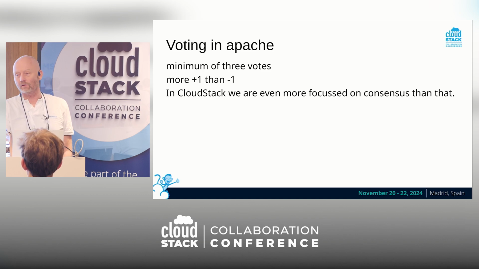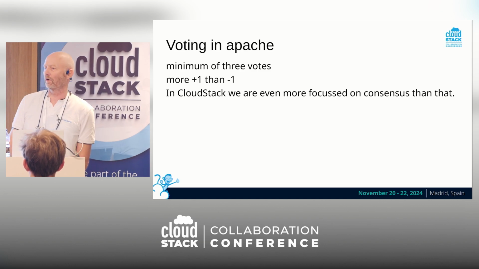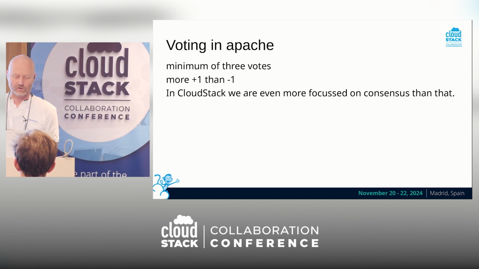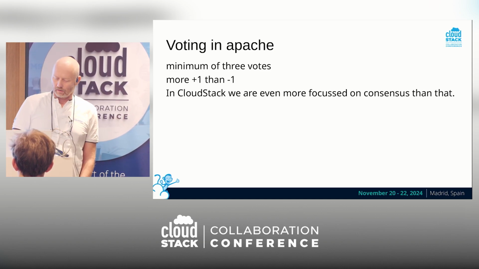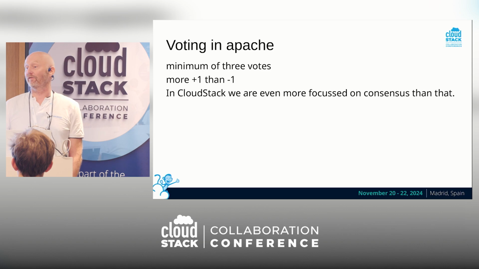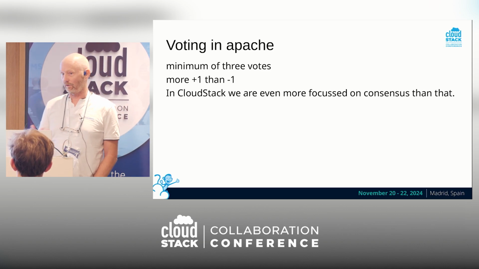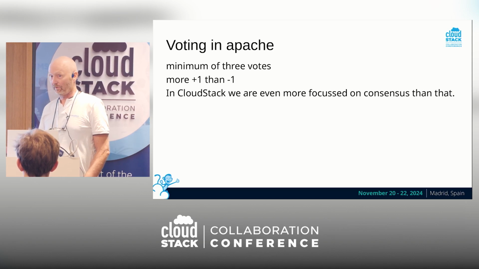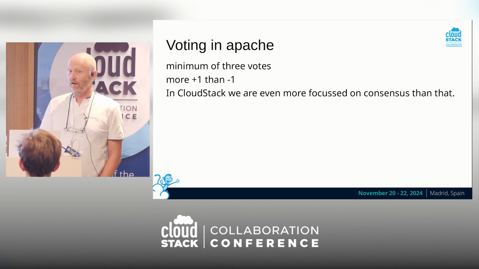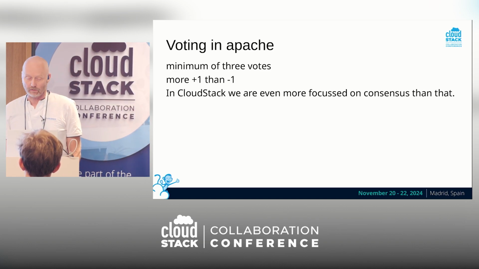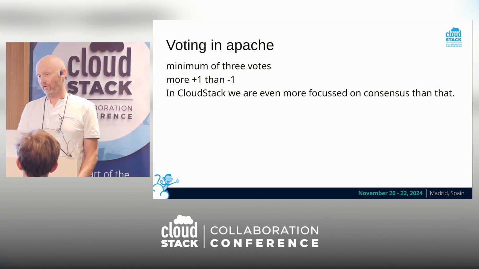In CloudStack, there's an extra thing that if you -1, it means a veto for a lot of things, and that's not for technical things, but for other management decisions. So you must always be prepared to defend that and bring up alternatives if you want to really stop the thing that is being proposed from happening. You need to be sure that you know how it can be done better, and make sure that that gets known.